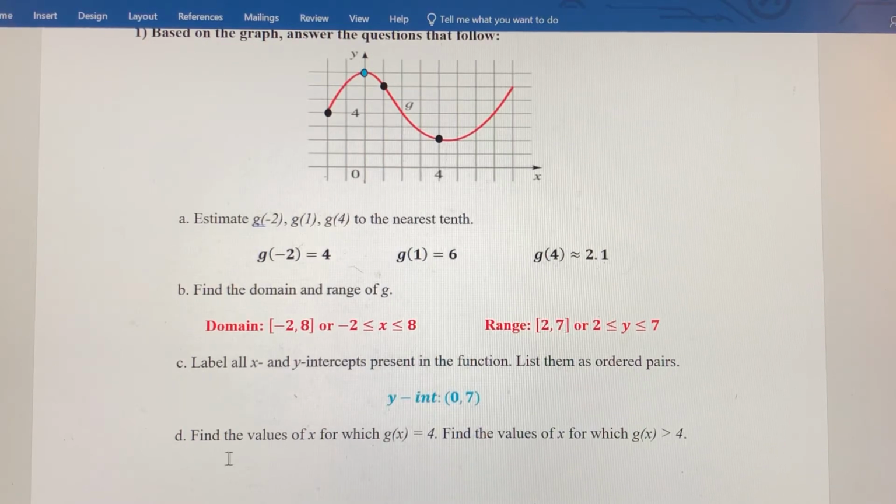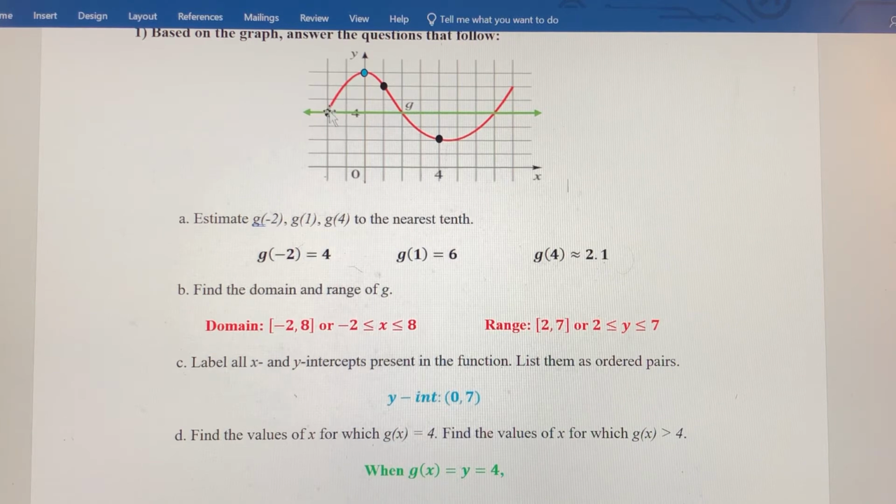All right, now find the values of x for which g of x equals 4. So if g of x equals 4, what we want to do is graph that horizontal line where g of x is 4, or where y is 4. Remember, g of x and y are interchangeable. So if g of x equals 4, then y equals 4. And that's going to be the horizontal line there where y is 4, okay? So for it to be equal to 4, it means we have to be on that line.